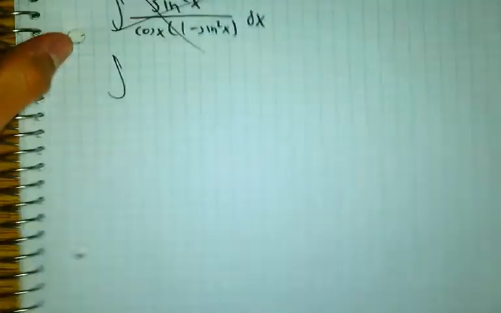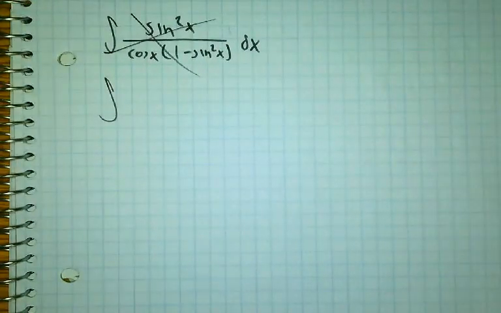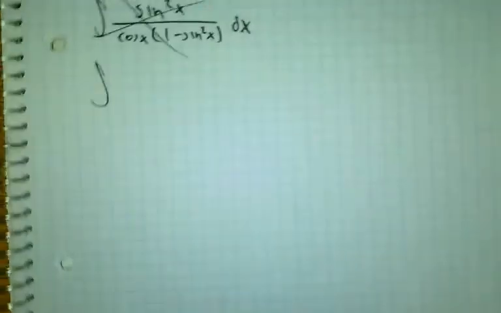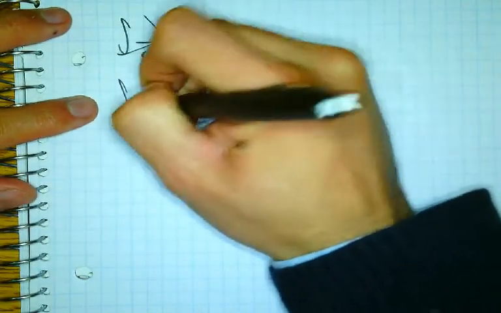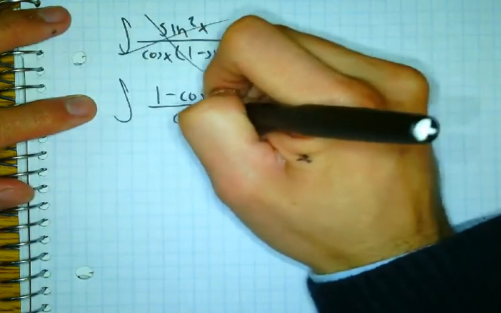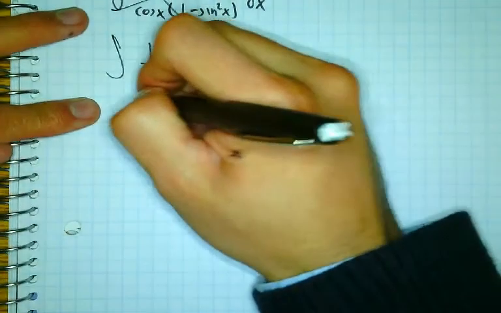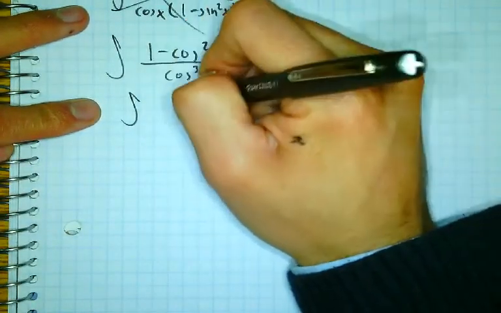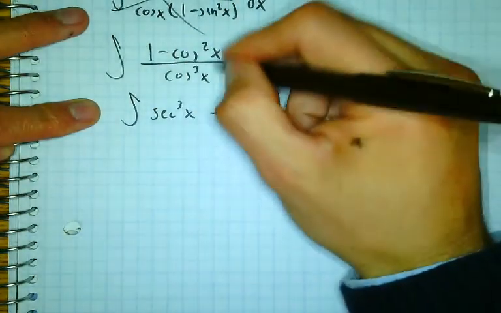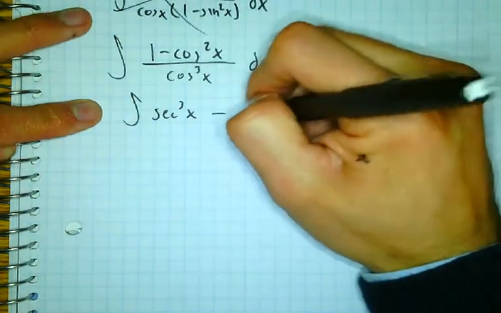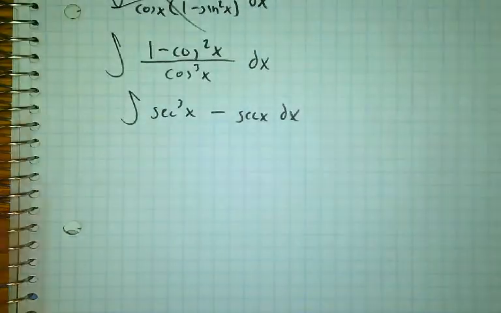Okay, so let's see. Let's scratch this. We're going to keep the cosine, and on top, the sine squared, we're going to rewrite as 1 minus cosine squared x over cosine cubed x, which then becomes 1 over cosine, so that'll be a secant cubed x minus 1 over cosine, which would be just a secant x dx, right?